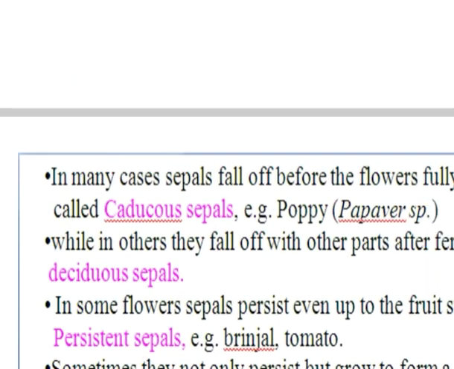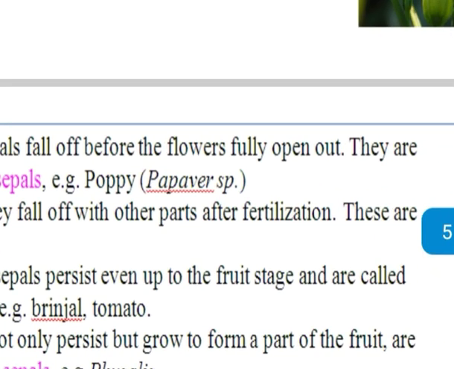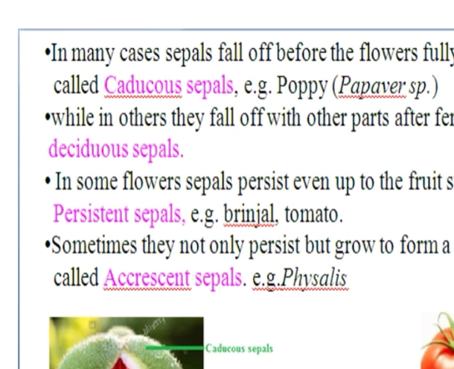Then most of the flowers show deciduous sepals. These deciduous sepals fall off with other parts after fertilization. So either caducous or deciduous.